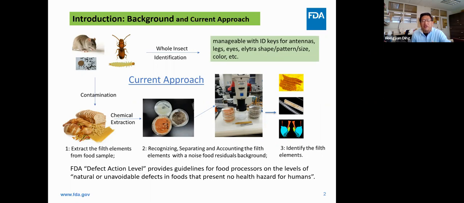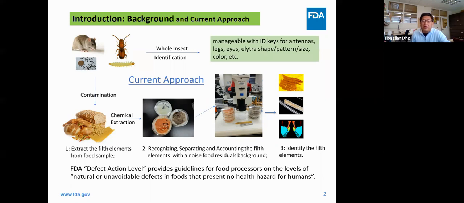But if the insect is in your food, like bread, when going through that process it has already become fragments. So it's hard to see, but it is there. So the first step, we need to extract that filth element from our food sample. And most of the time we digest them and wash them over a sieve and leave a smaller amount of food residue with all that filth elements in there.